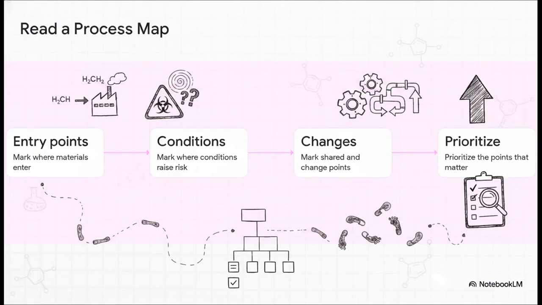Now, while the fishbone gives us the breadth, process mapping gives us the exact location. You literally walk the process step by step. You mark exactly where incoming materials enter, where formulation conditions could spike the risk, and where equipment gets shared or packaged. It essentially builds a treasure map, showing you exactly where to deploy your controls across the life cycle so you can prioritize what actually matters most.